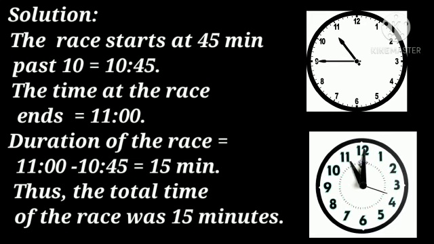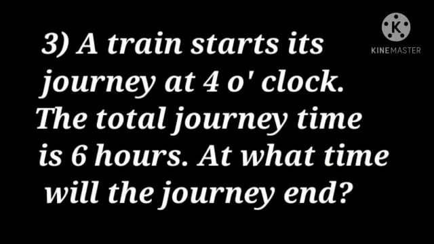The time at the race ends is 11 o'clock. So we have to find out the duration of the race. So let us count the minutes from 10:45 till 11 o'clock. So it is 15 minutes. So the duration of the race is 11 o'clock minus 10:45, that is equal to 15 minutes. Thus the total time of the race was 15 minutes.